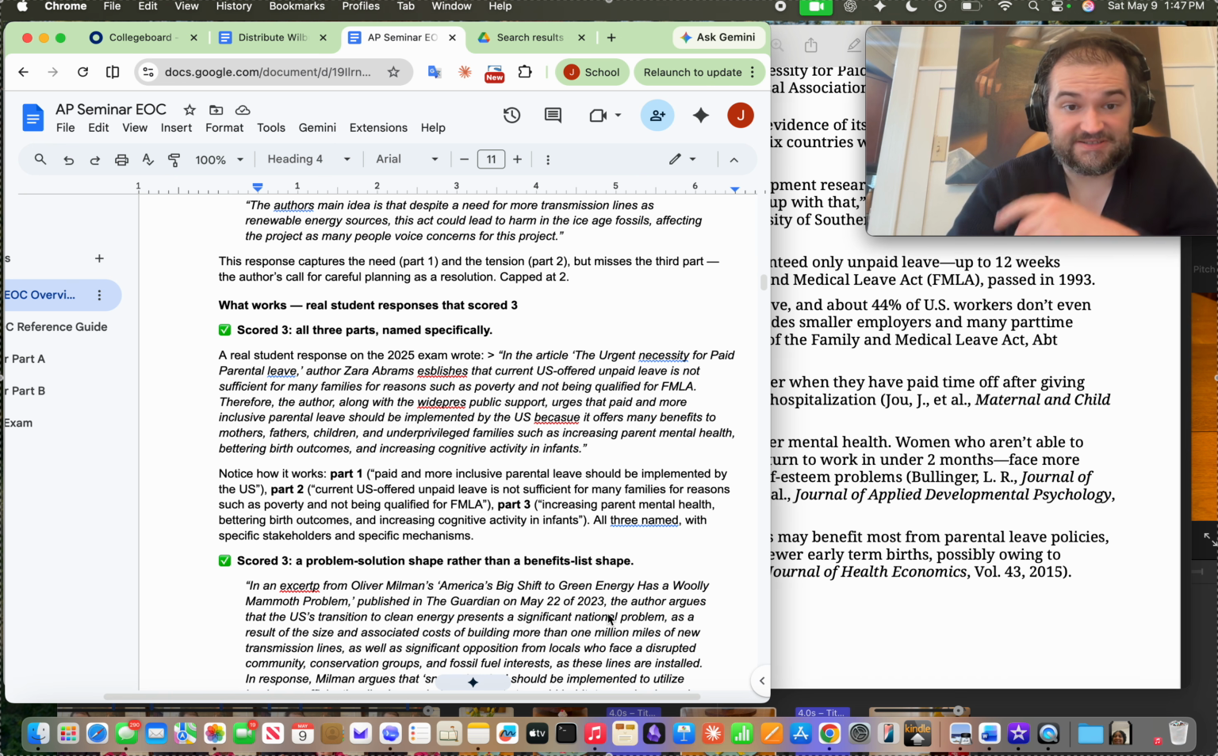These are the real responses they gave a 3 to, okay? And I included the typos. In the article, The Urgent Necessity for Paid Parental Leave, author Zara Abrams establishes that current U.S. offered unpaid leave is not sufficient for many families for reasons such as poverty and not being qualified for FMLA. So first, not sufficient for families right now. So that's the problem. Therefore, the author thinks that we need more inclusive parental leave, and that the U.S. should implement it, and then the reasons why.